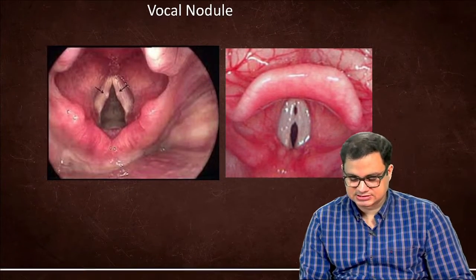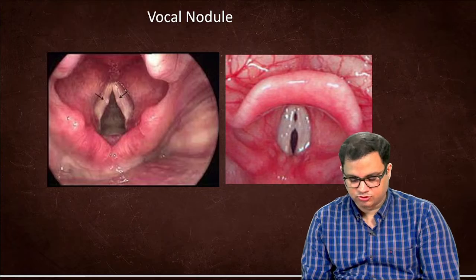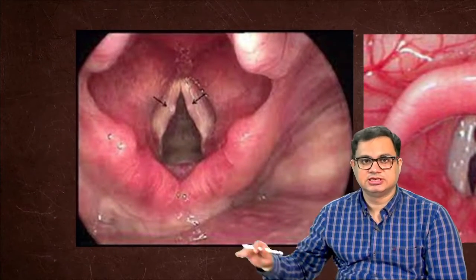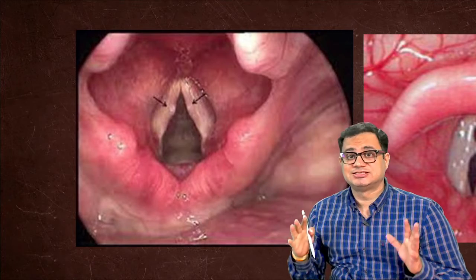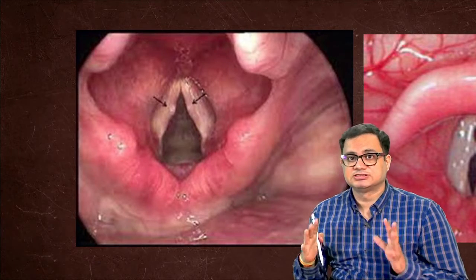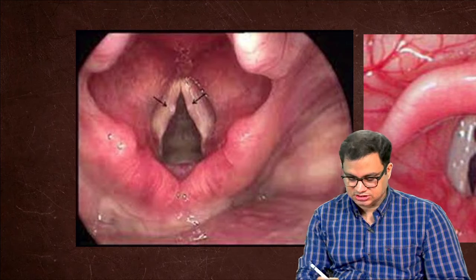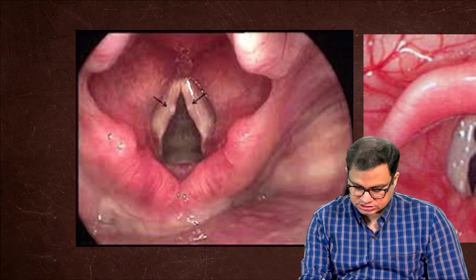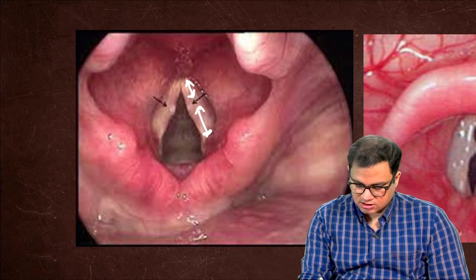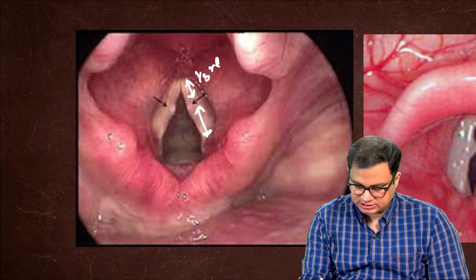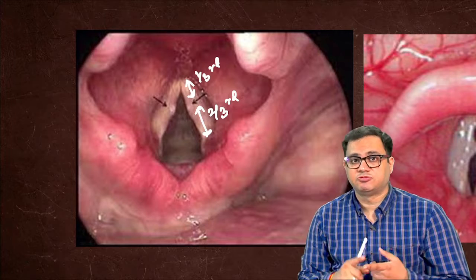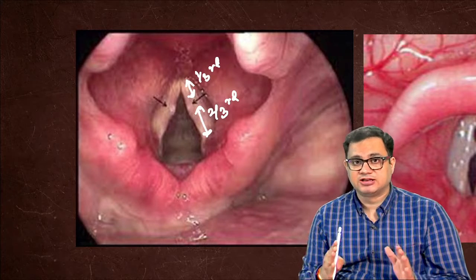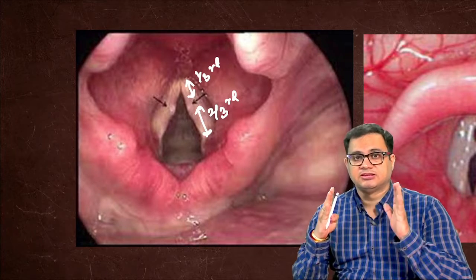Now, this is the picture depicting the vocal nodules, and if you can see here, these are the vocal nodules and they are bilaterally symmetrical. Always remember that this condition occurs at the junction of anterior 1/3 and posterior 2/3. This is the area of maximum vibratory surface, and they are bilateral, symmetrical, and sessile.